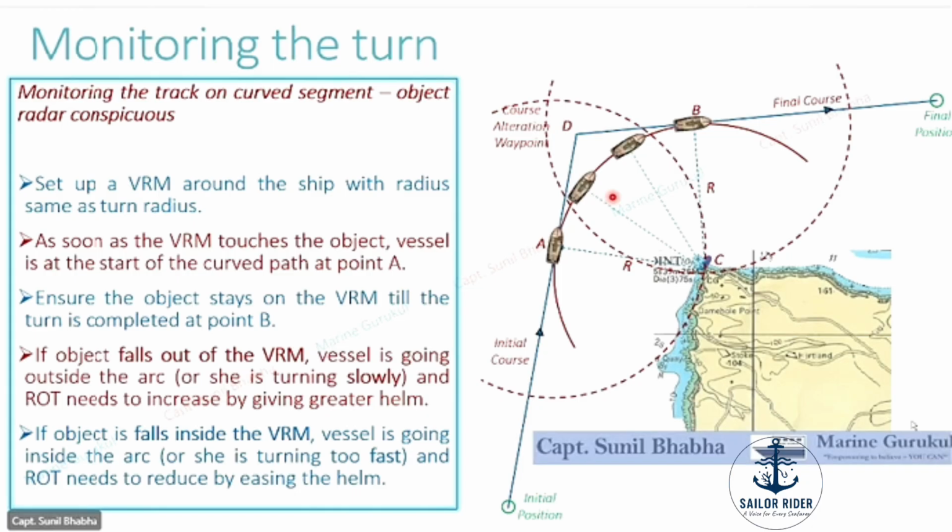So a very simple technique, only using the VRM of the radar, to find out whether the vessel is moving on the curved path or not. A very easy way to monitor our progress with a radar conspicuous object. Any doubts up to here, beta?